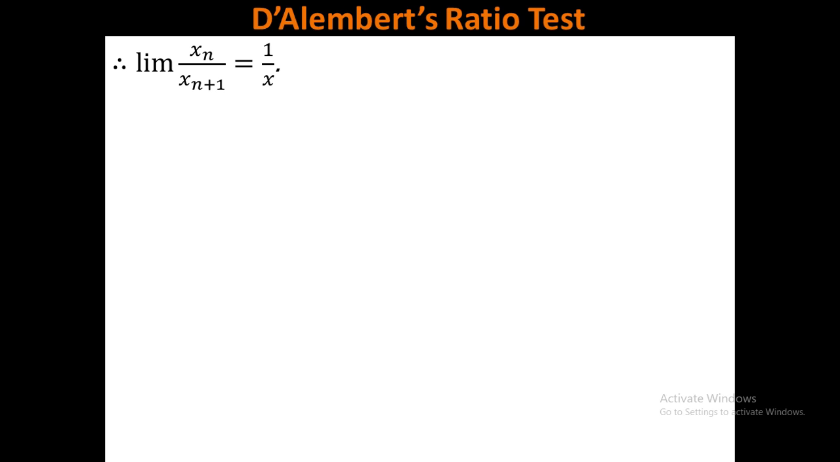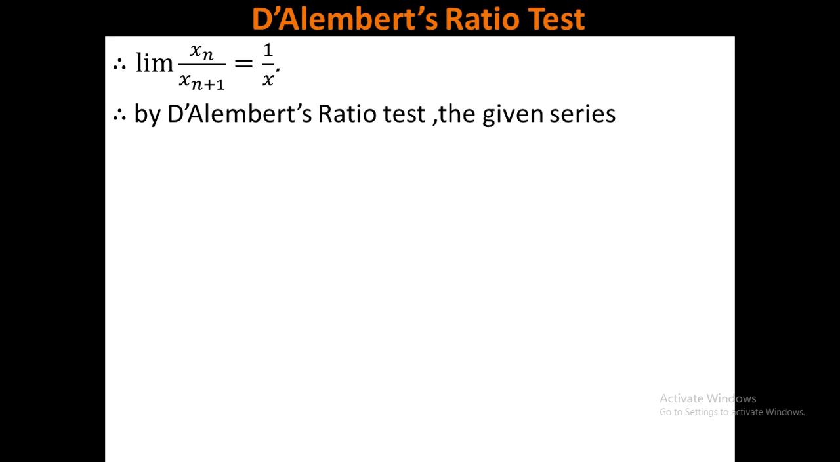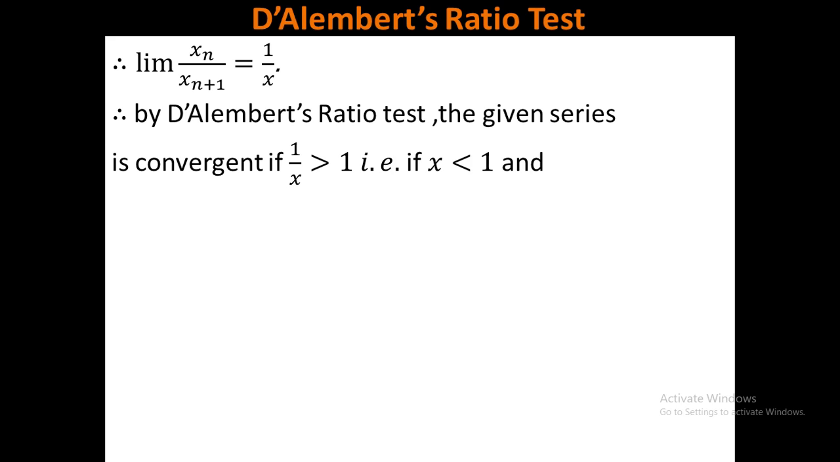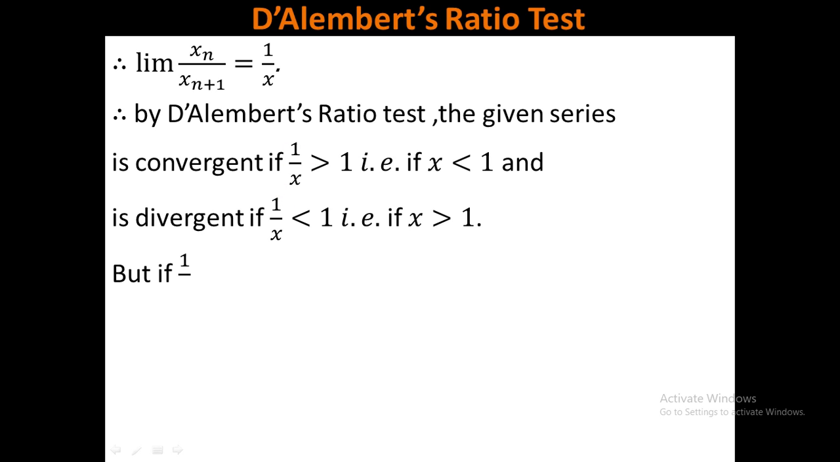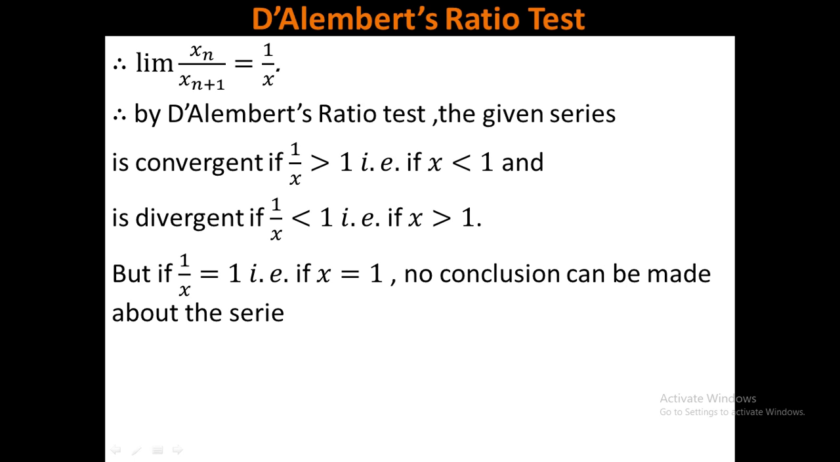Okay, so by D'Alembert test the series is convergent if 1 upon x is greater than 1, that is if x is less than 1. And it is divergent if 1 upon x is less than 1, that is if x is greater than 1. So when x is less than 1 the series is convergent, and when x is greater than 1 the series is divergent. But if 1 by x is equal to 1, that is if x equal to 1, no conclusion can be made about the series by D'Alembert's ratio test.